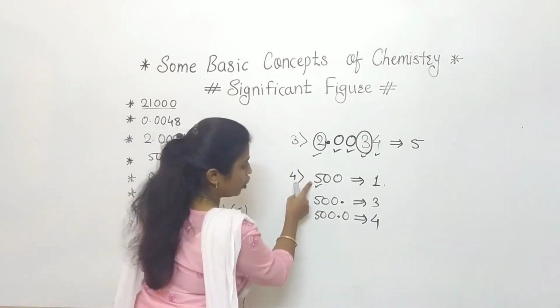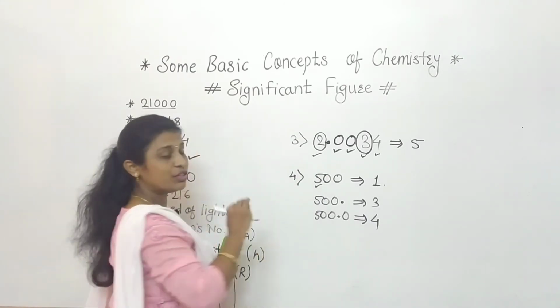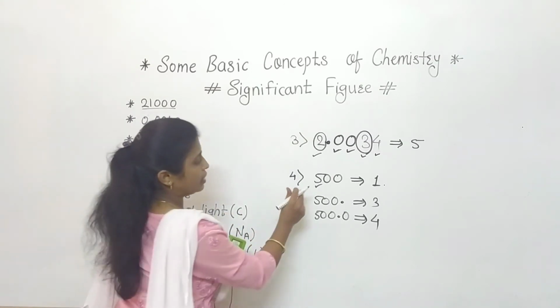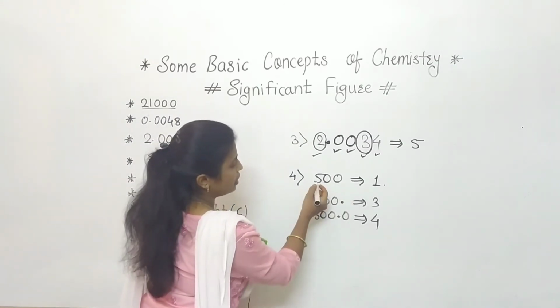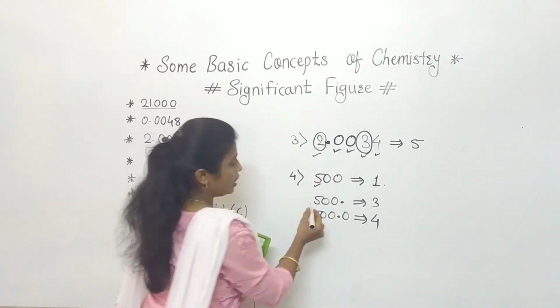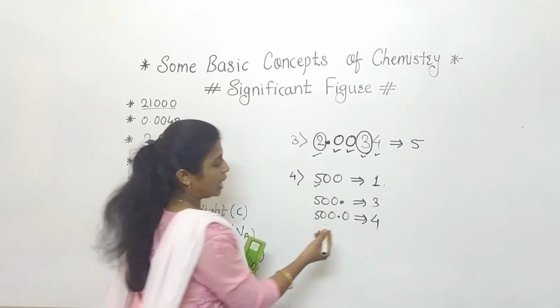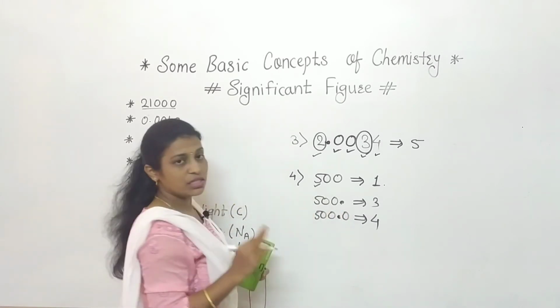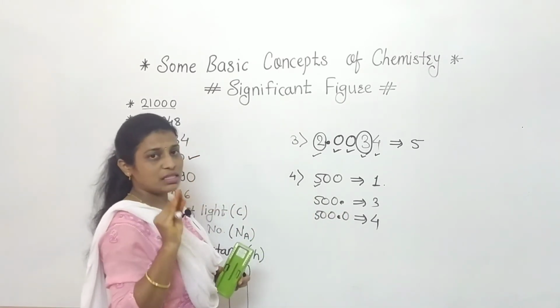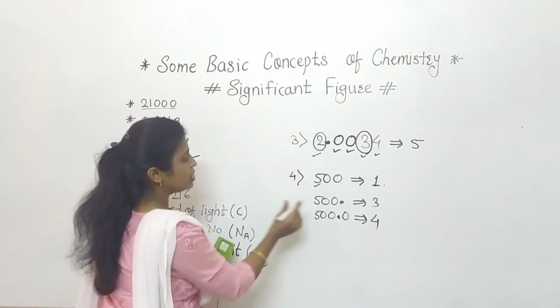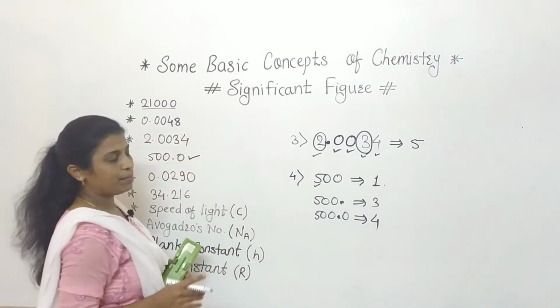Please keep in mind that all these 3 examples I have taken are similar to each other. That's why if only 500 is there, then only one significant figure. If 500 with a decimal is there, then its significant figure will be 3. And after the decimal, if any 0 is there, then we have to consider it as a significant figure. So in this way we have completed the fourth example also.